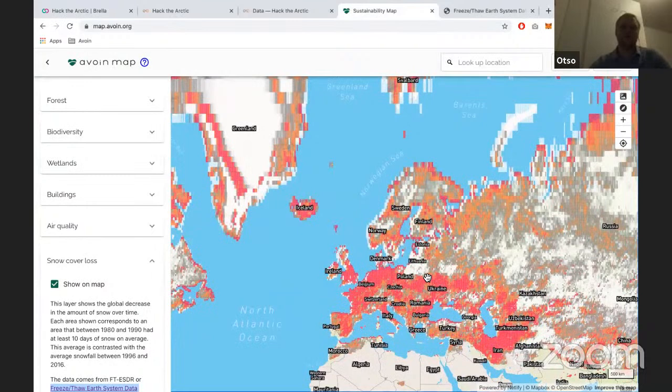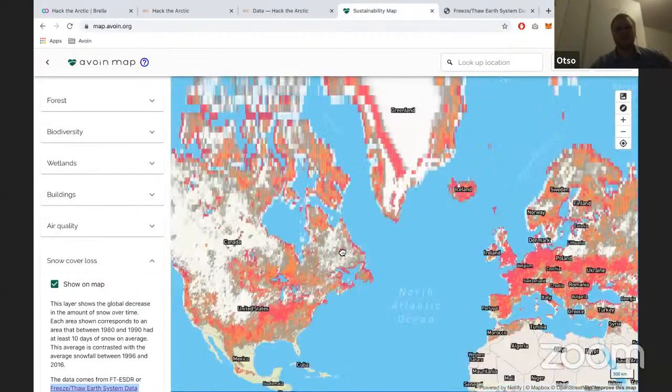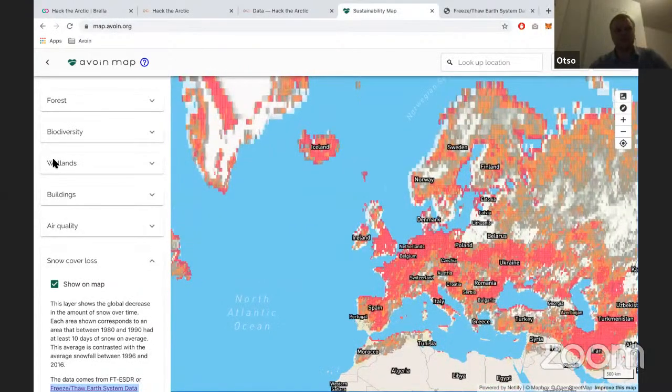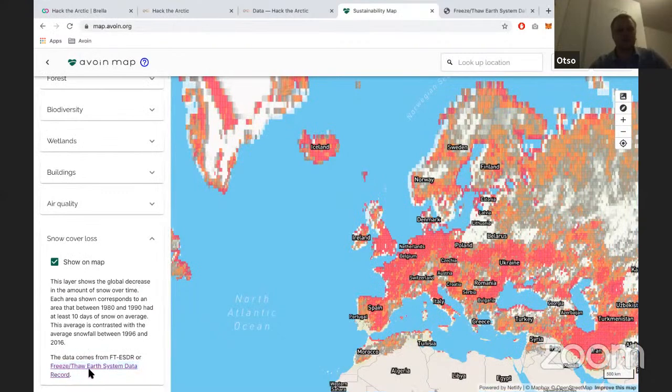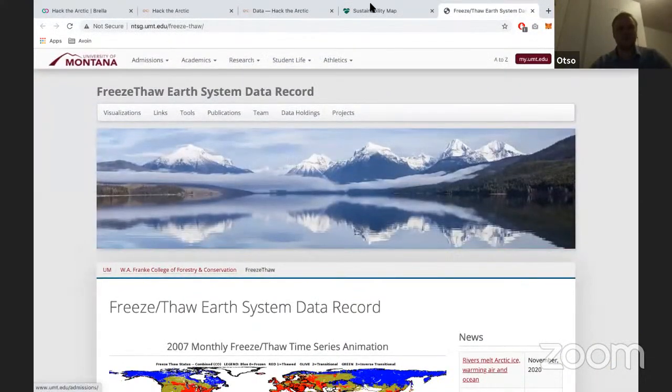We collaborated for a while with the Finnish Environment Institute, and they gave us the idea to visualize snow cover extent over northern parts of the world. So there is a data set of that, and actually there are also new data sets. But back in that time, we were using this data set, which you can see here. This is based on the Freeze-Thaw Earth System Data Record, and this is maintained by the University of Montana.